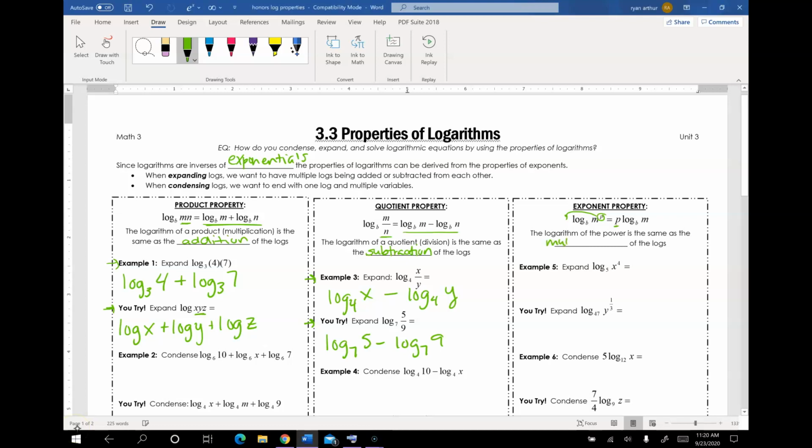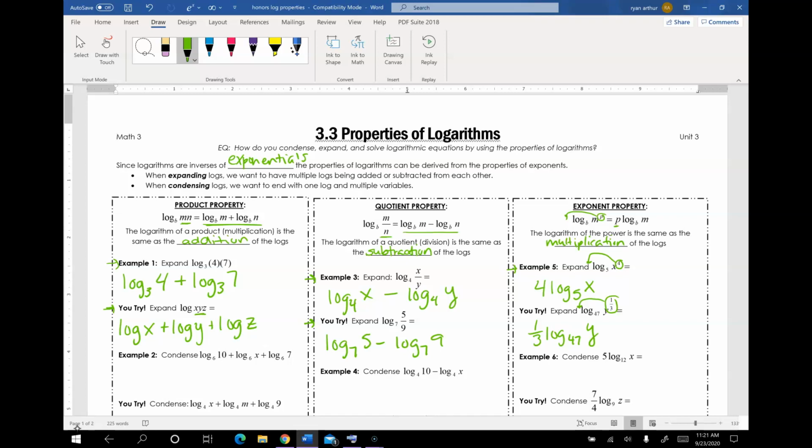Okay, let's write that out. All right, so in number 5, I want to expand. That means I'm going to take this little exponent here and I'm going to move it to the front. And it's going to be 4 log base 5 of x. Okay. All right, next one, it is 1/3. I'm going to take that 1/3 and I'm going to move it to the front, and I have 1/3 log base 47 of y. Okay, so those are your easier ones.